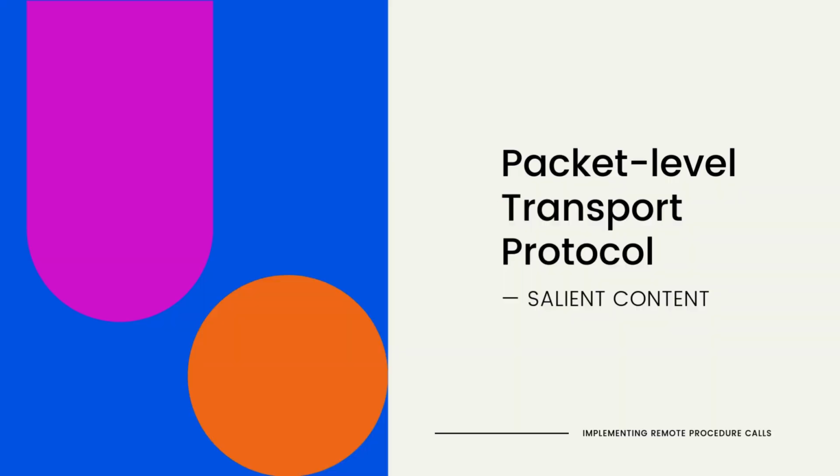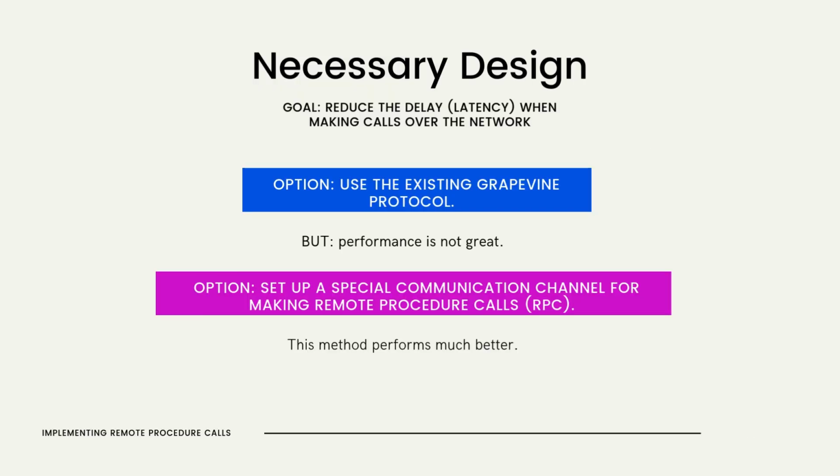In this paper, the packet level transport protocol is a huge part of the content, for it is exclusive to the RPC implementation. So we're going to talk more about it. The goal of this design is to reduce the delay, which means latency, when making calls over the network. There are 2 options discussed in the paper.